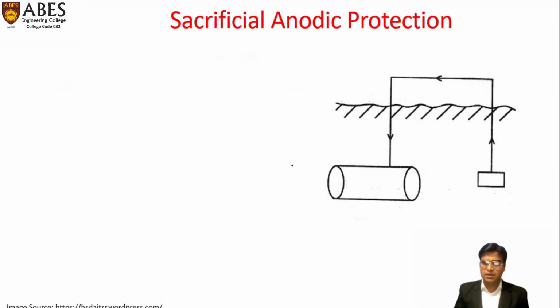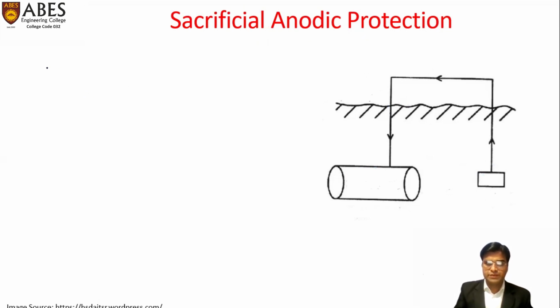If we connect a metal structure to a more anodic metal with the help of a wire, the corrosion will be concentrated on that metal which is more active or more anodic. This is the principle of the sacrificial anodic protection. Or we can say the more anodic metal will sacrifice itself to protect the base structure. Since the more anodic metal sacrifices itself to save the metal structure, this process is called sacrificial anodic protection.